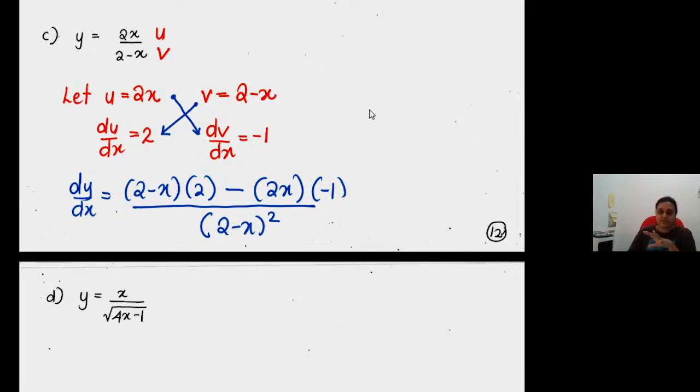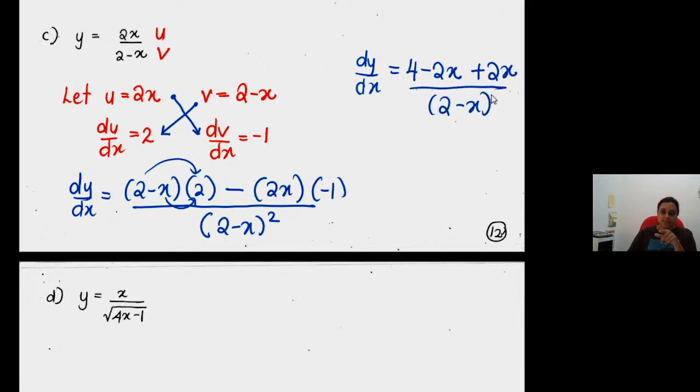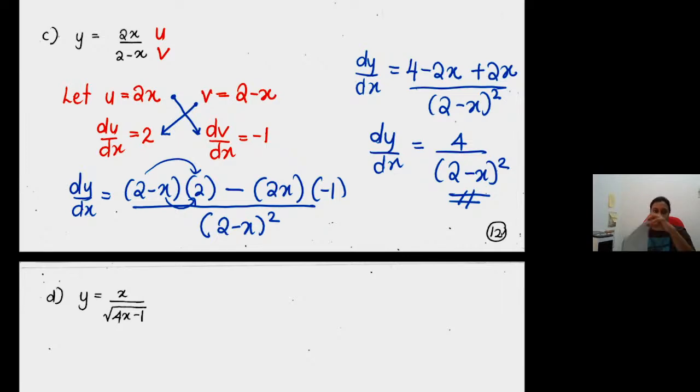So the top one we solve. Anything here can solve? Yes, can. We cross and expand. So here we get 4 minus 2x, and here we will get plus 2x, over 2 minus x squared. So the top one, 2x and 2x, no more already. So you only have 4 over 2 minus x squared. This was quite easy and straightforward.